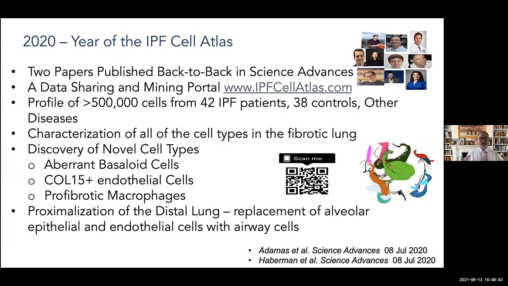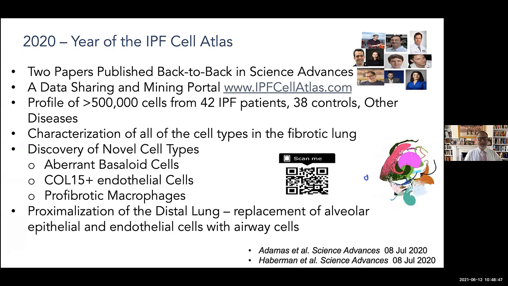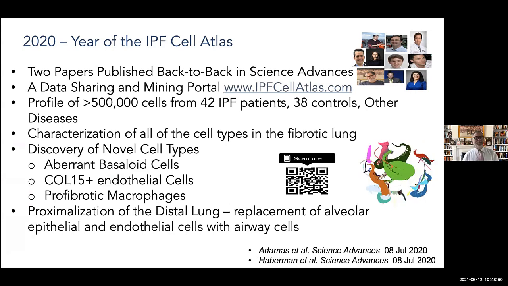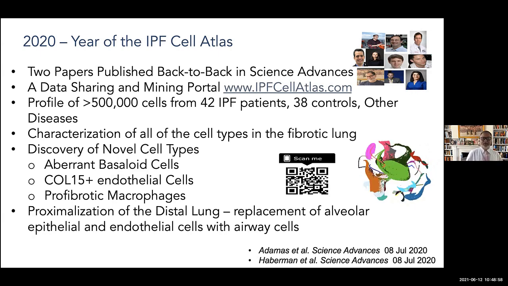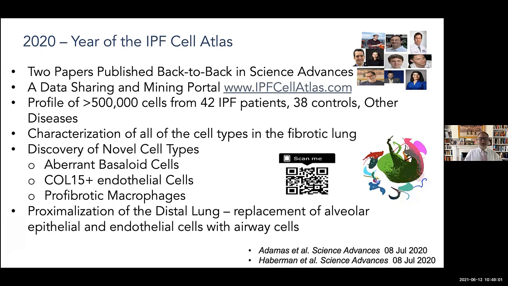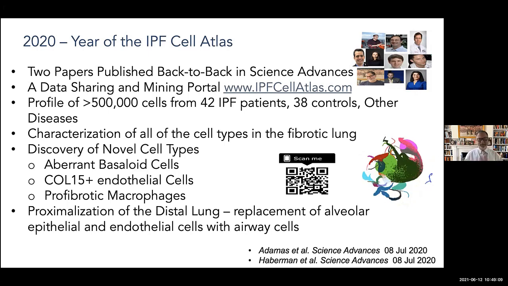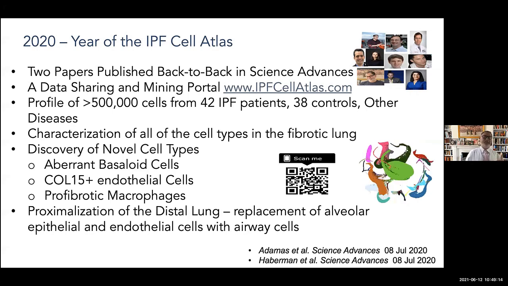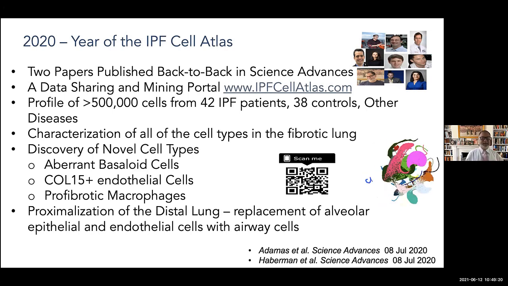So there's a lot of research, but I will mention one thing because it's important. In 2020, during this terrible pandemic, when everybody was thinking about COVID, two groups published back-to-back papers in a very prestigious scientific journal, Science Advances. What we showed is that we could profile cells from patients with pulmonary fibrosis. Our lung is built of many, many cells, organized in a specific way. We were able to profile 500,000 cells from 42 patients with IPF, 38 controls, and other disease.